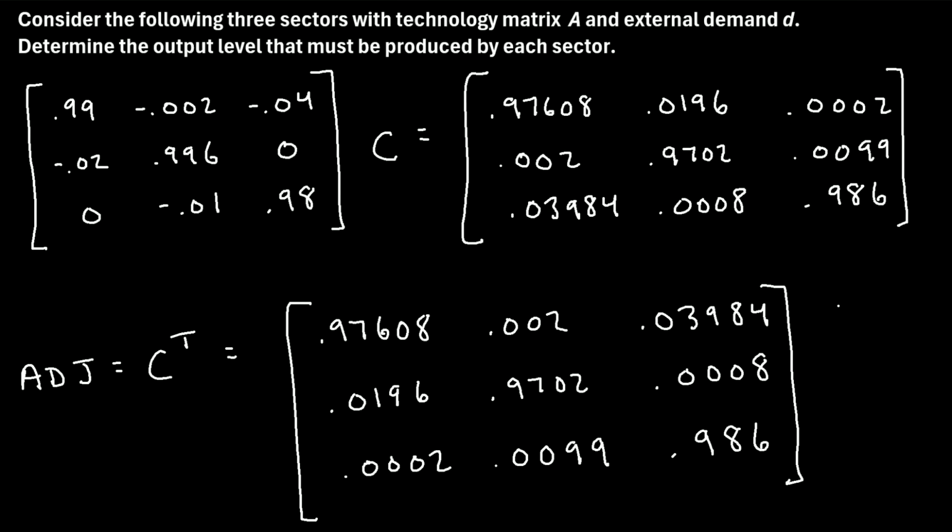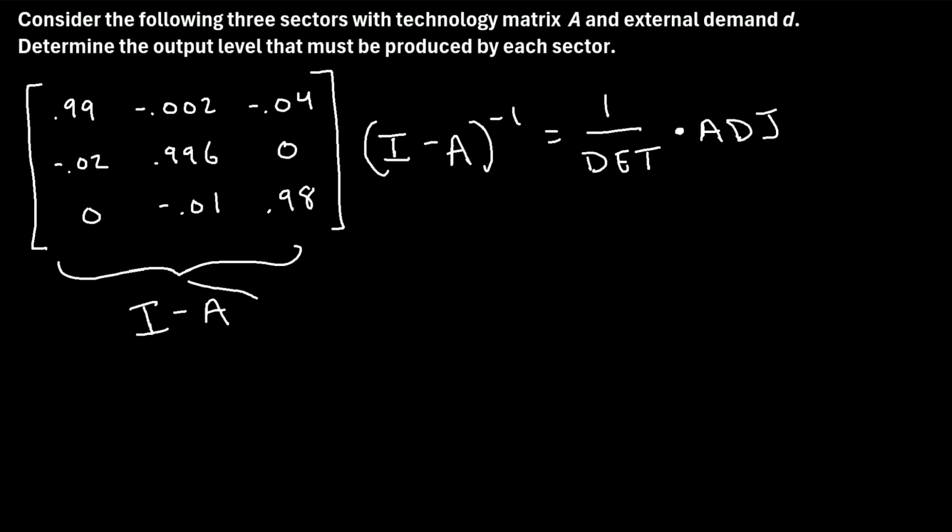So now we have everything we need to find the inverse of this matrix. So let's go ahead and write that down. Okay, so just to recap, here's our I minus A matrix. We said that to find the inverse of this matrix, we take 1 divided by the determinant of the matrix times the adjoint of the matrix. So let's go ahead and write that.